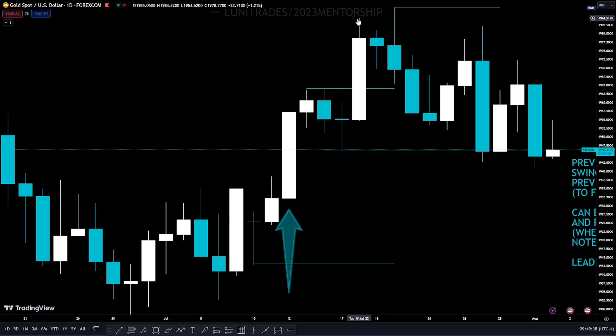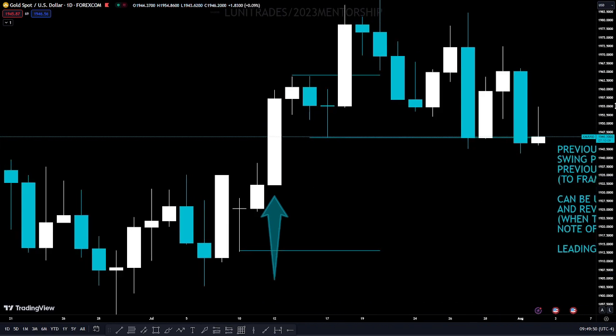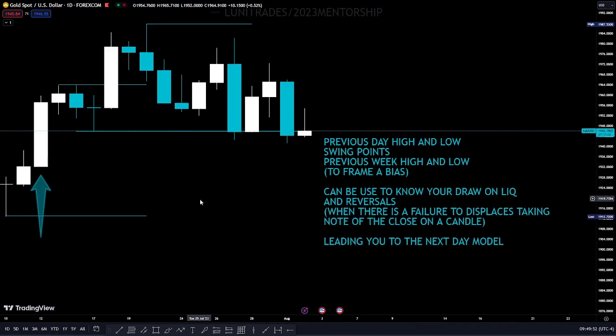That means price should take this high, which is what it did on Tuesday, will be Wednesday of the next week. So that is what you want to take note of: where price draws on liquidity and what reverses.